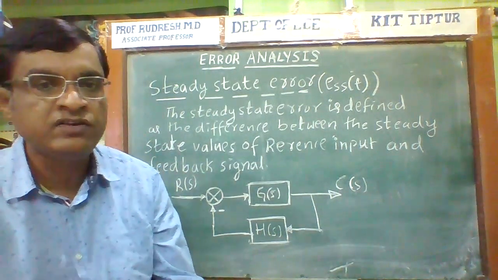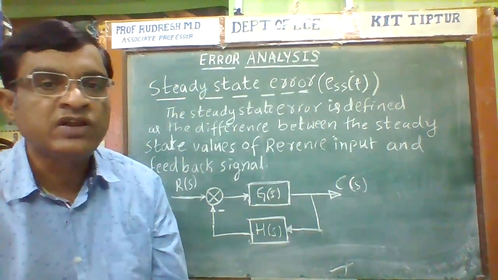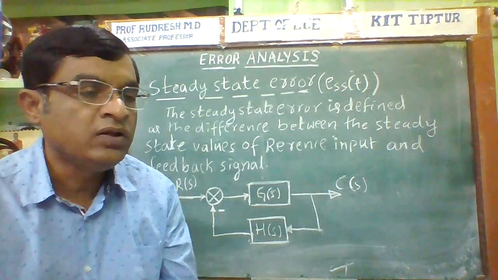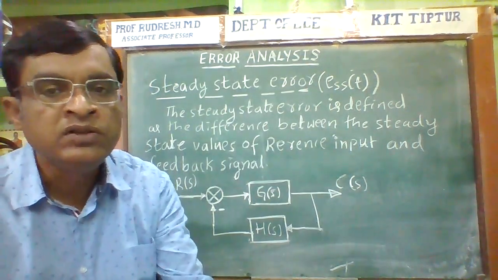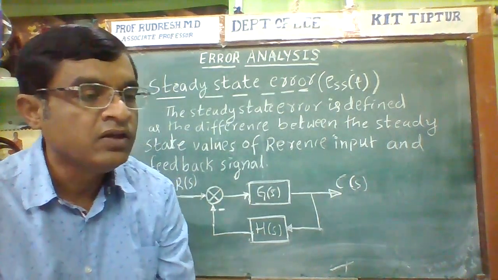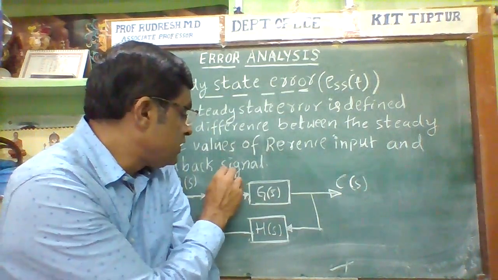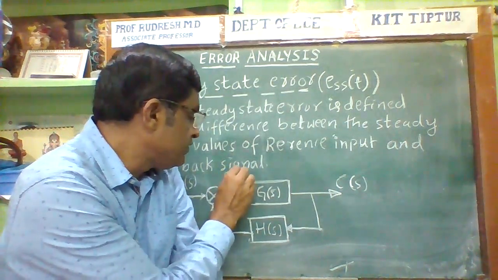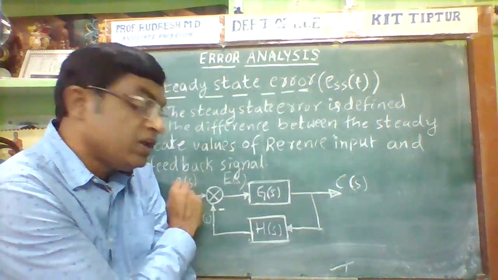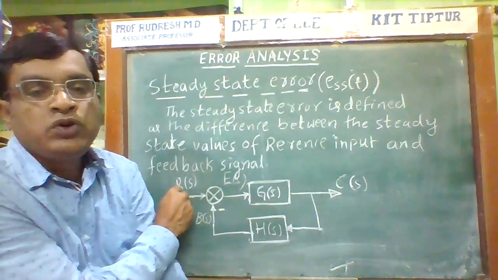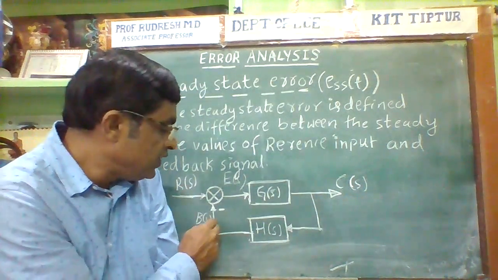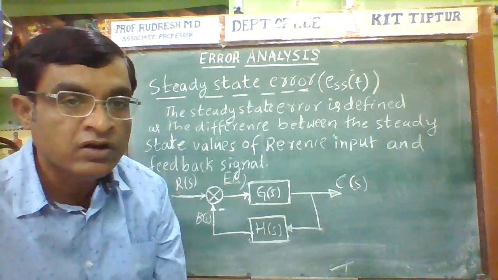The steady state error is defined as the difference between the steady state values of the reference input and the feedback signal. R(s) is the reference input in the s domain. C(s) is the output in the s domain. B(s) is the feedback signal. E(s) is called the actuating signal.